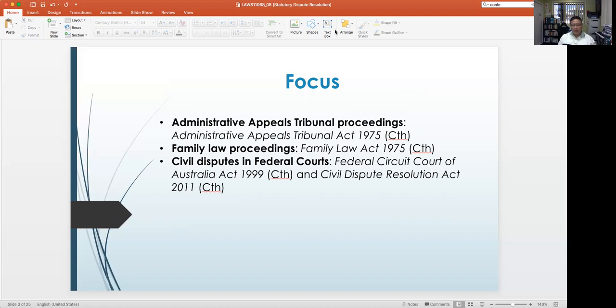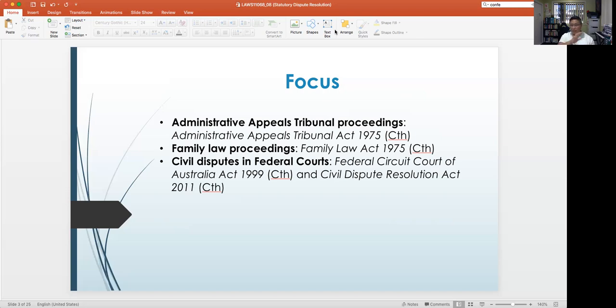And when you speak, therefore, of judicial power being exercised only by what are known as Chapter 3 courts, it means that judicial power cannot be exercised by administrative bodies or administrative agencies. And these are agencies or bodies which actually belong not to the judicial system or to the courts, but actually to the executive.